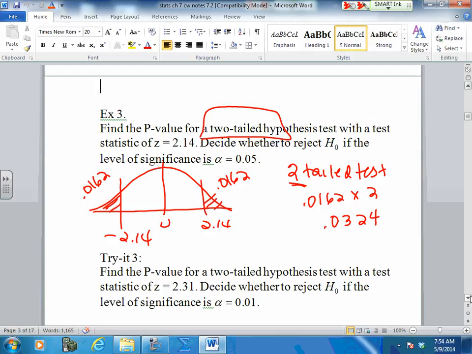All right, so remember, it doesn't matter which statistic they give you for a two-tailed. You know your curve is symmetric. Go to the negative one, look it up in your table. If I looked at the positive one, it's going to give me my area to the left. I'm going to have to subtract it from 1 and then double it. So take as few steps as possible. Okay, try yourself number 3. That's also a two-tailed test.